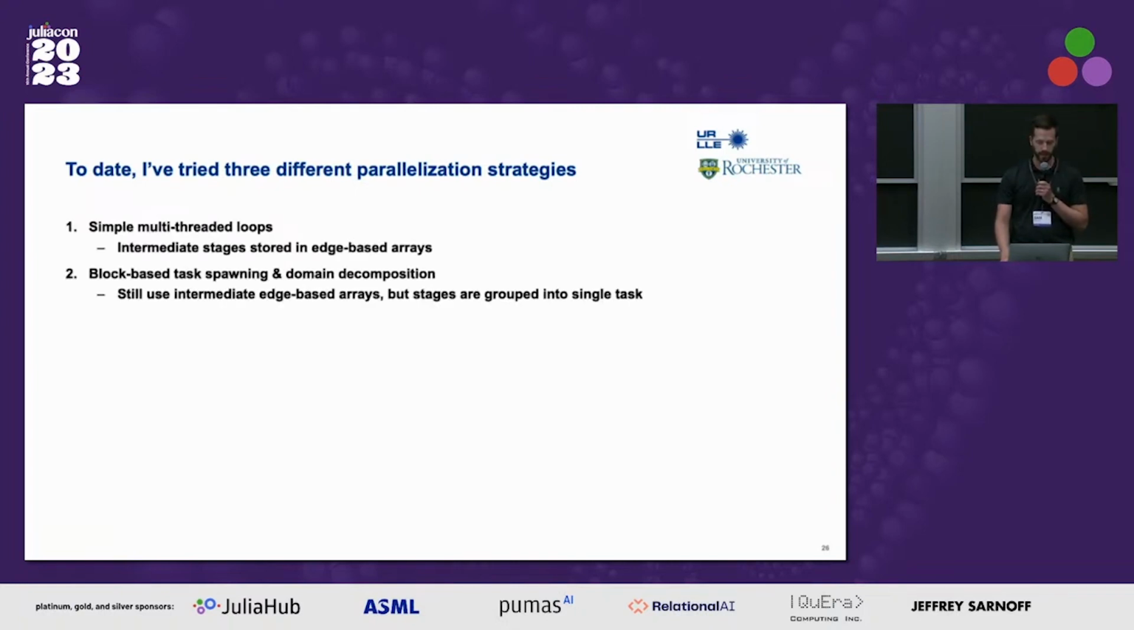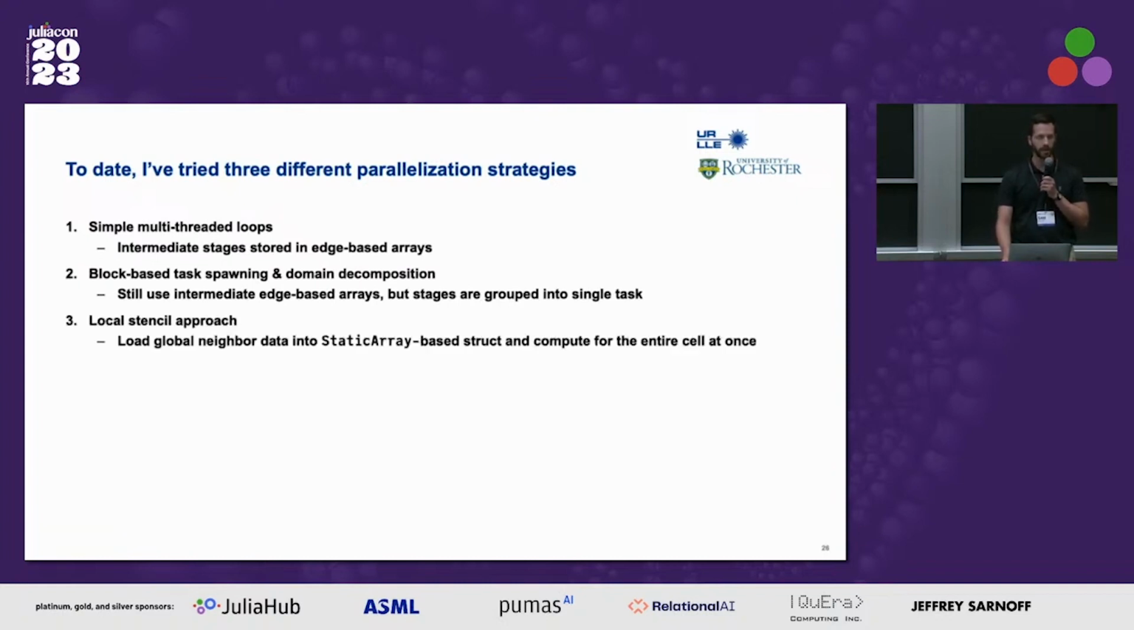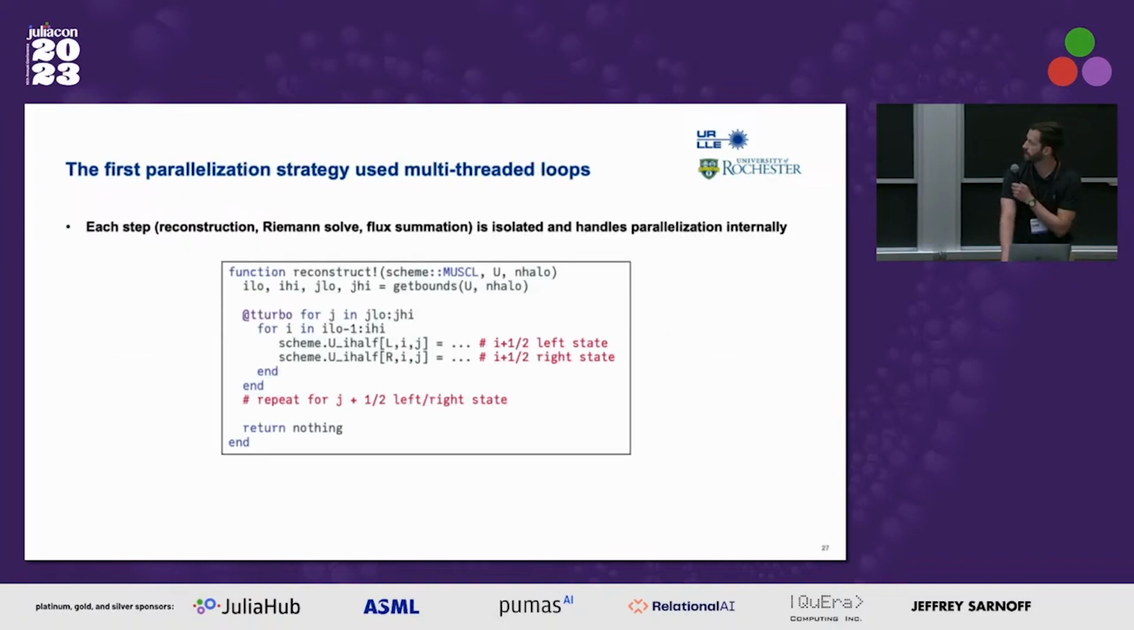So I've tried 3 different approaches so far. We have simple multi-threaded loops, block-based task spawning, and then what's called a local stencil approach. The issue with the first 2 is they're memory bound because we have to use intermediate storage arrays to store data along the edges. In the local stencil approach, we create a new type and compute the entire cell at once, as opposed to looping through and doing things for each edge.